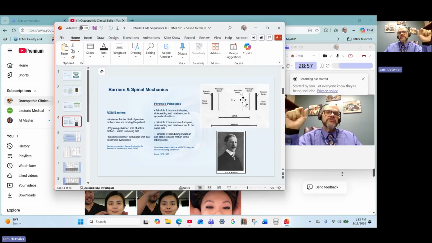And then your restrictive barrier is opposite the somatic dysfunction, and it lives within the physiologic barrier. A restrictive barrier would be if I can only rotate my head this far this way, but I can go all day this way. So I would be restricted in right rotation. In that case, the somatic dysfunction, which is named for the freer motion, is rotated left.